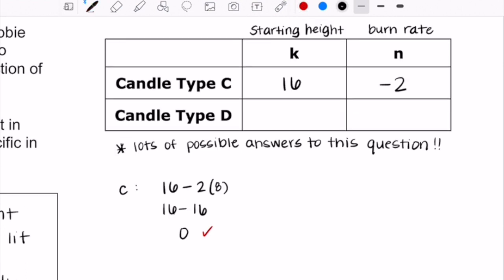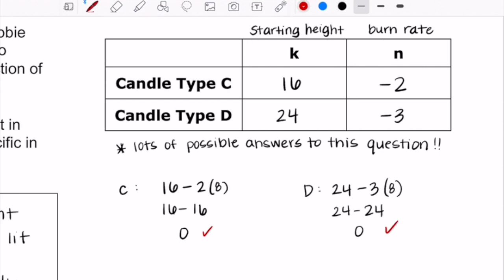Again, there are lots of possible combinations that you can give as an answer to this question. Let's say that candle D starts out at 24 centimeters, so our K value would be 24. In order for that candle to burn out in 8 hours, it would need to be burning at 3 centimeters per hour, and we can check the math for that down here. So if candle D starts out at 24 centimeters, and then if it burns at a rate of 3 centimeters per hour for 8 hours, 24 minus 3 times 8 is 24, and 24 minus 24 gives me 0. So that one checks out as well.